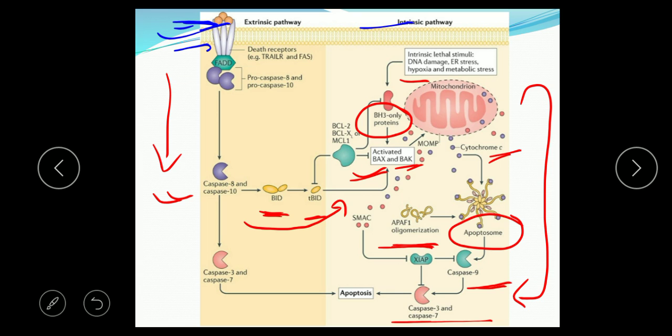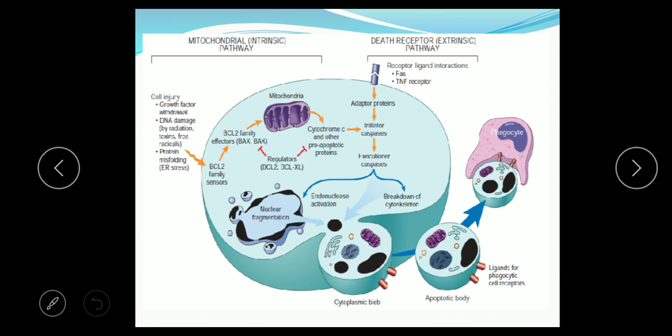Okay guys, now let's move on. For more clarity, let's see the concept once again in this big picture. Let's discuss the intrinsic and extrinsic pathways one by one. Here you can see why the intrinsic pathway takes place: because of many cell injuries, stresses, DNA damage. It gets first sensed by the BCL2 family sensors, then the BCL2 family factors BAX and BAK are activated, then permeabilization is done in the mitochondria, and then cytochrome C will be released, then the apoptosome will form, then caspase 3 is activated, and further the apoptosis process takes place.